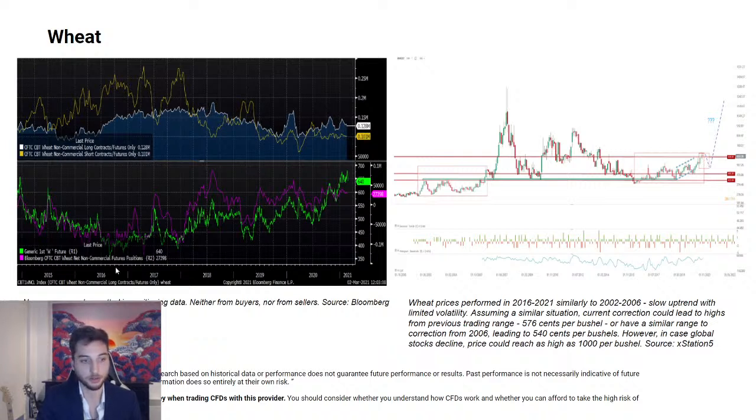On this other chart, we have the 1 week future versus the non-commercial future positions. Wheat prices performed in 2016-21 similarly to 2002-2006. This is a monthly chart. Slow uptrend with limited volatility. Assuming a similar situation, the current correction could lead to highs from the previous trading range, the 576 cents per bushel area, or have a similar range to the correction from 2006, leading to 540 cents per bushel. However, in case global stocks do decline, price could reach as high as 1,000 per bushel, which is, of course, this area around here, the highs from 2012.